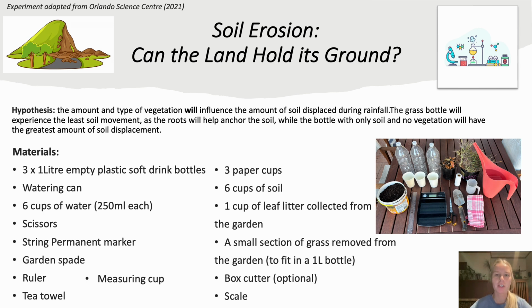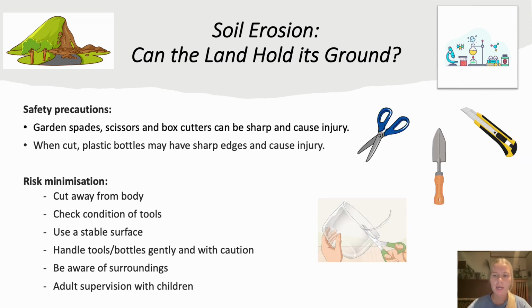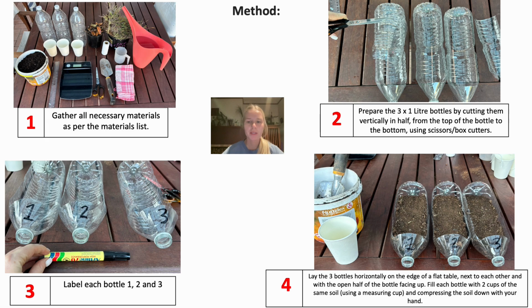To complete the investigation, the list of materials will need to be acquired. When undertaking this investigation, it's important to note possible safety hazards. To minimise risk, I follow the safety precautions listed on the slide. When implementing this investigation with students, these precautions will be emphasised alongside adult supervision. Following slides list the steps I undertook to carry out the investigation. Feel free to pause the video to read the method.